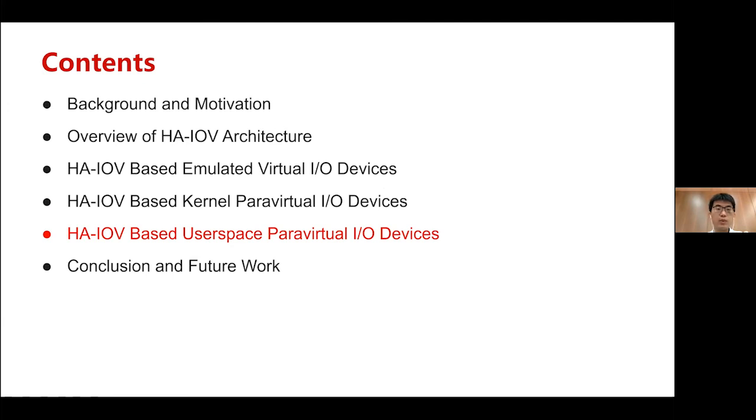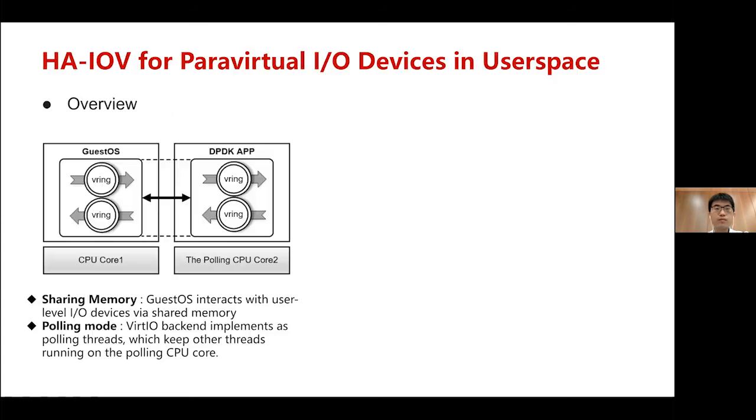Finally, to improve CPU utilization, polling mode is replaced by virtual event interrupt and hardware-assisted context switch in our approach. In the polling mode, guests interact with user-level IO devices via shared memory between guest and host. Virtual backends are thus implemented as polling threads, which still keep other threads running on the polling CPU cores. When IO requests become rare, this lowers the utilization of polling CPU cores.